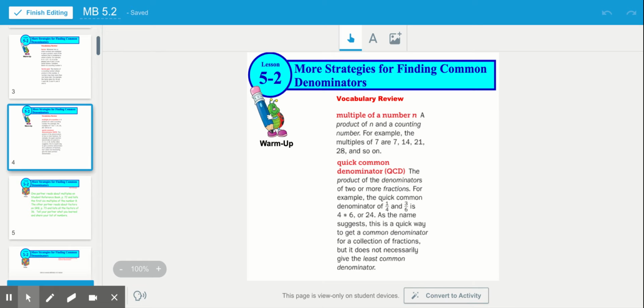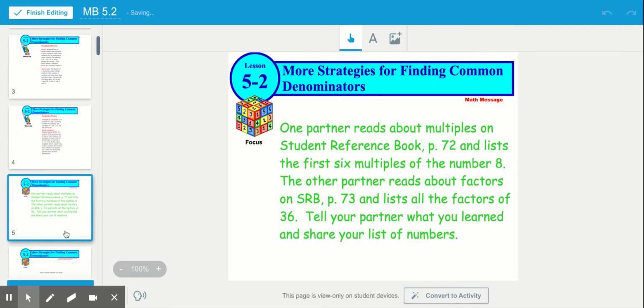Quick common denominator, or a QCD, as you can see in the parentheses there. That's the product of the denominators of two or more fractions. For example, the quick common denominator of 1/4 and 3/6 is 4 times 6, or 24. As the name suggests, it is the quick way to get a common denominator for a collection of fractions, but it does not necessarily give you the least common denominator. It is simply the quickest, taking the denominator times the denominator to give us the QCD, quickest common denominator.